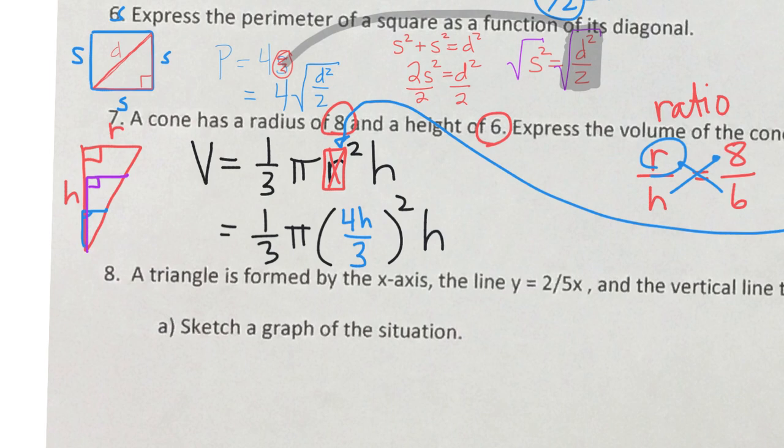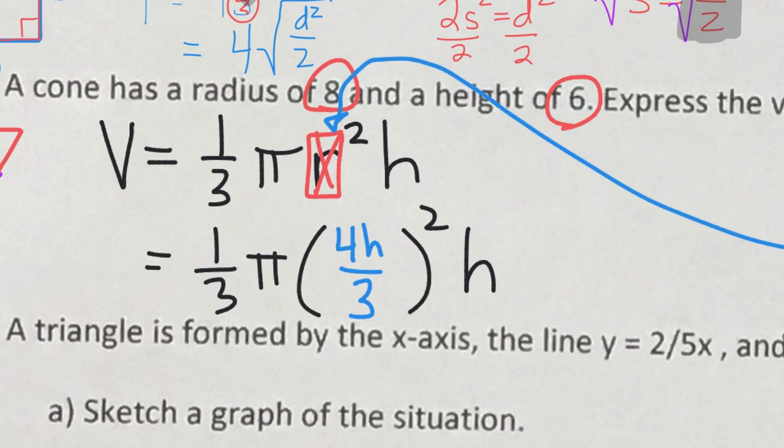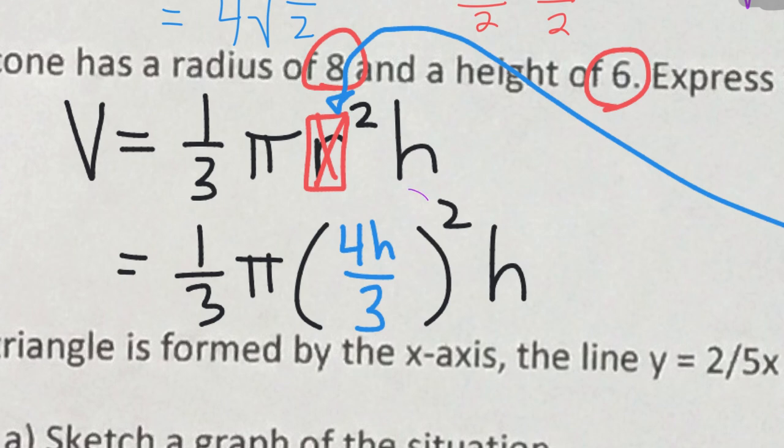So we found our volume formula, we made your ratio and solved for r, and now we have substituted. So now the hard part is simplifying. So we're going to square all of these terms here, this 4, the h, and the 3. We're going to square all of them.